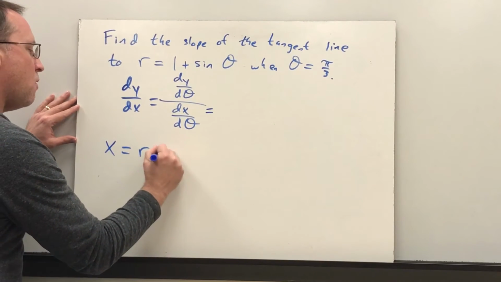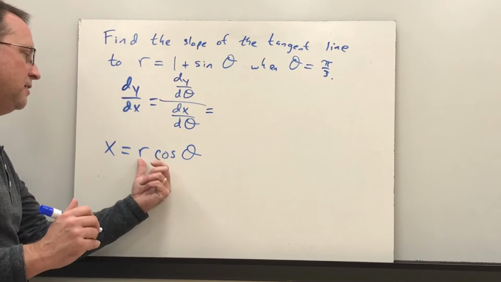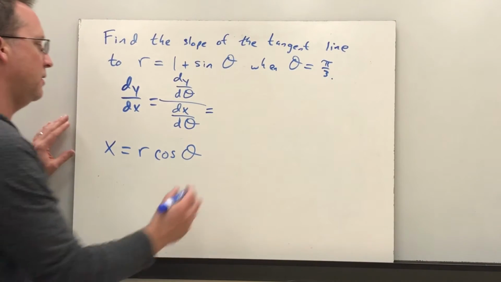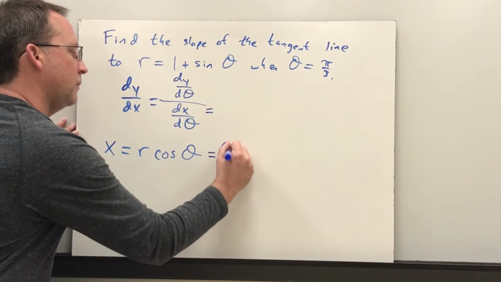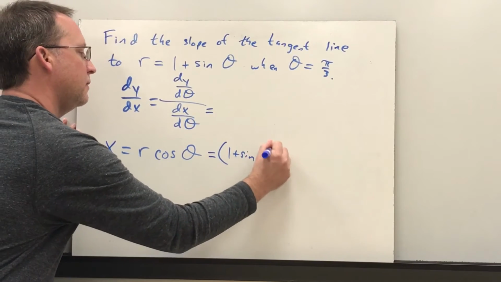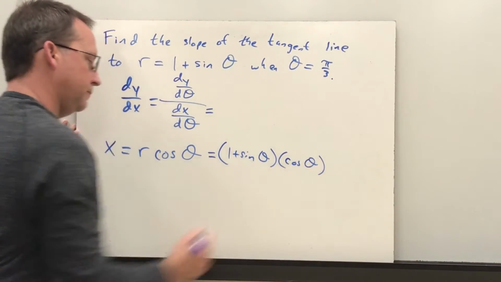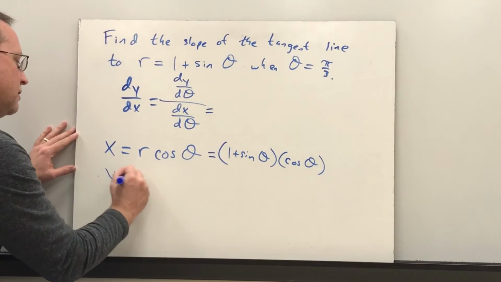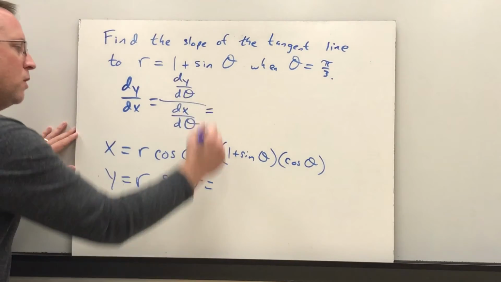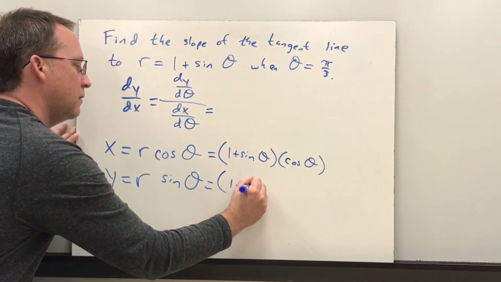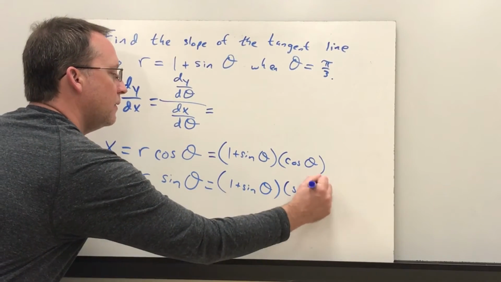So to find the x value here, that I'll have to take the derivative of, this is where we use our r cosine theta again. The x component of this is always r times cosine of theta. So in this case, that would be r, and this r is 1 plus sine of theta, times cosine theta. And the y-coordinate is going to be r times the sine of theta. R is 1 plus sine theta here, just substituting that in, times the sine of theta.